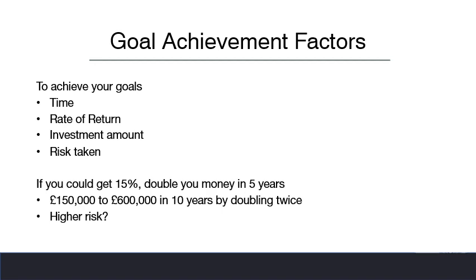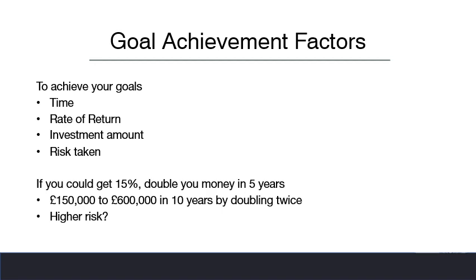But to achieve any goal, as you've probably noticed, there are factors needed to achieve it. So time is one of them: 10 years, 15 years, 20 years. The rate of return: 2%, 5%, 15%. The investment amount. Are they investing all the £150,000? Can they invest the £50,000? Can they only invest the £75,000 from their savings? And of course, the important factor is the risk that they are prepared to take.